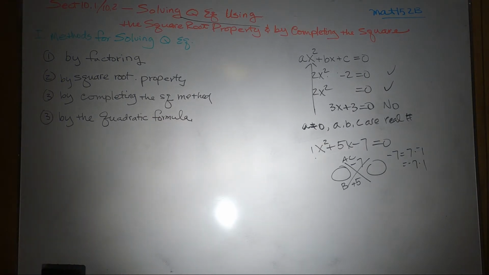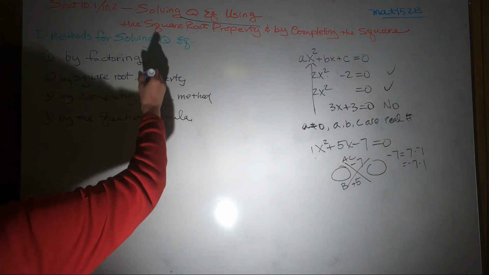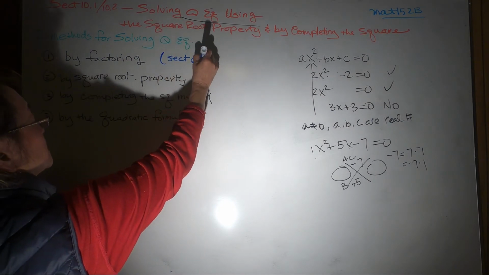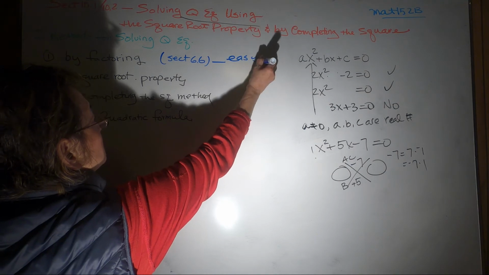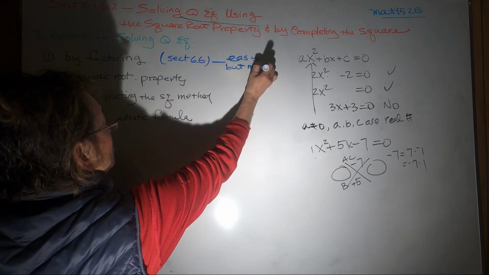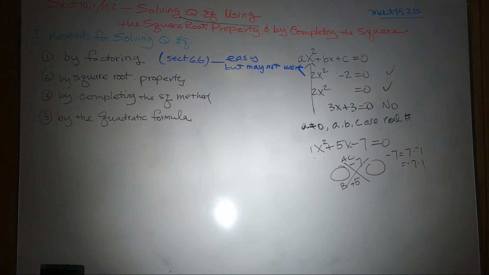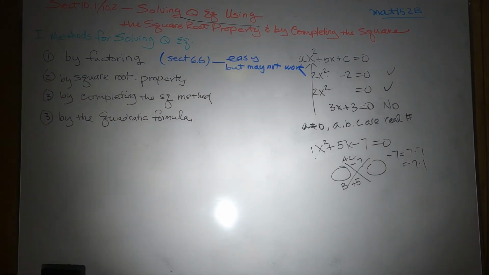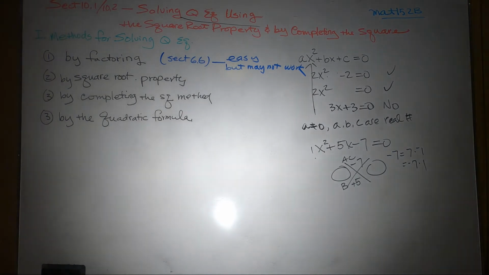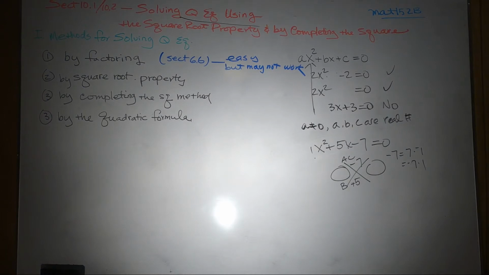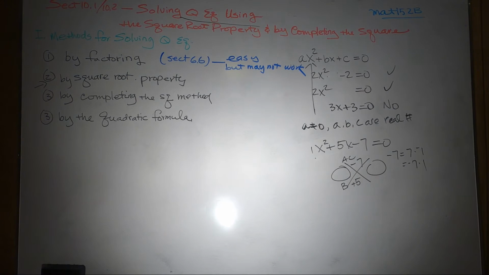All right, so factoring is easy, right? That's from your section 6.6, easy, but may not work. Okay, then let's see the square root property. What do we mean by that? Let's practice the second method, using the square root property.